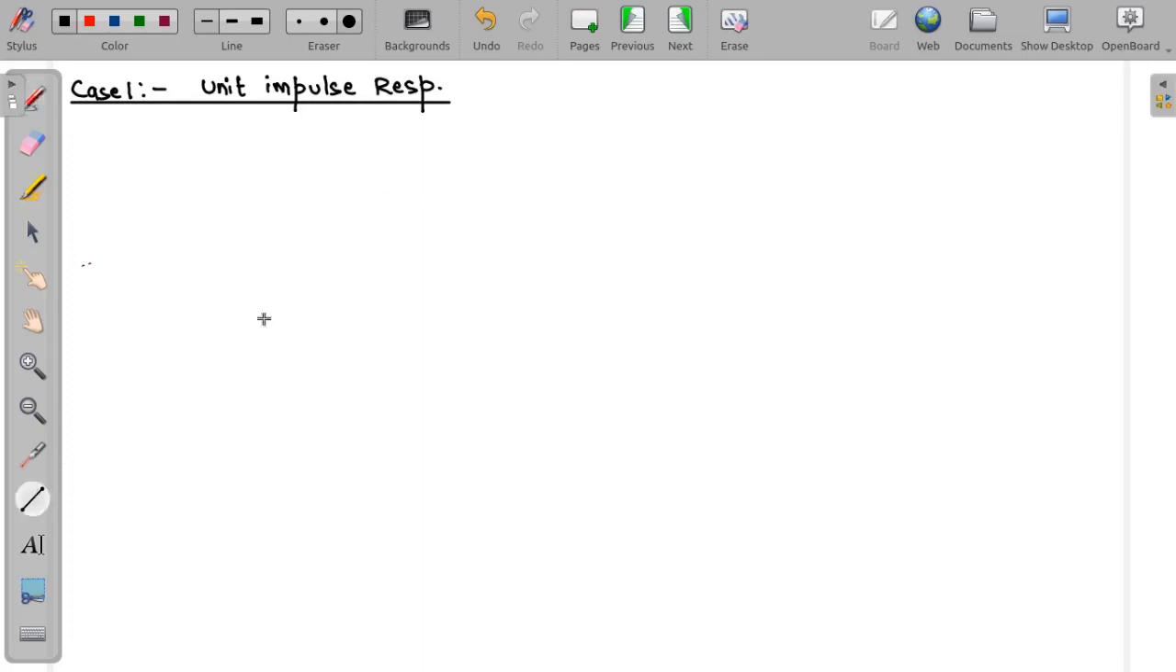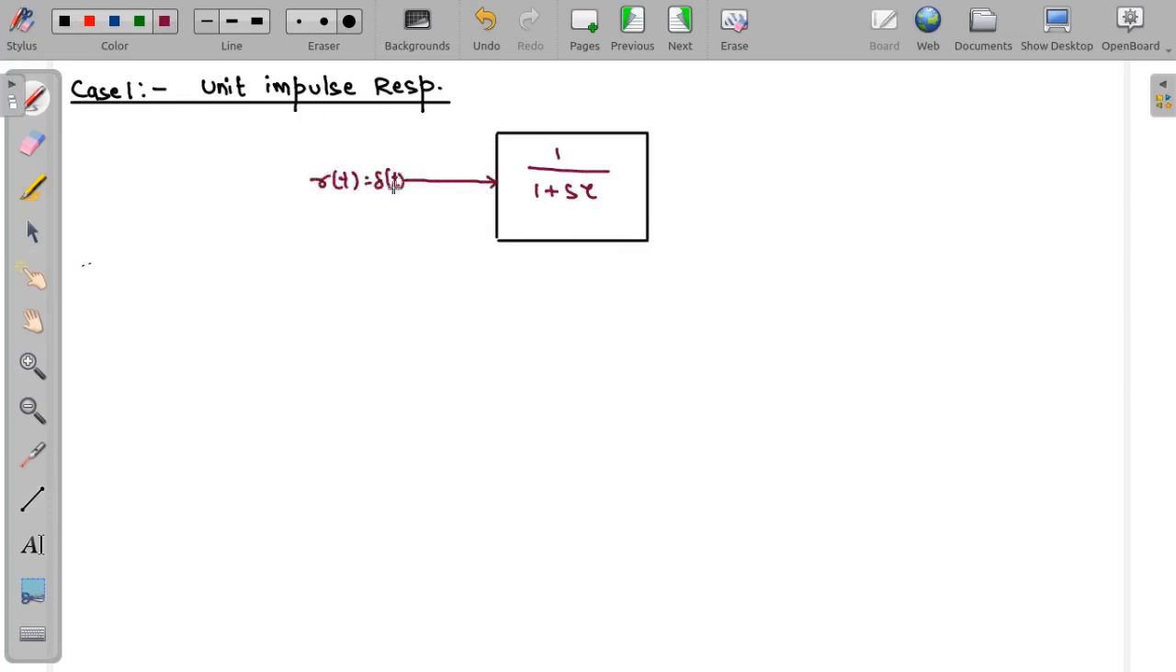Unit impulse response. Just now we have seen the closed loop transfer function for a first order system, that is 1 divided by 1 plus S tau. To this, if we apply impulse input, R of t is equal to delta t. What is our output? This we want to see. So how do we do that?